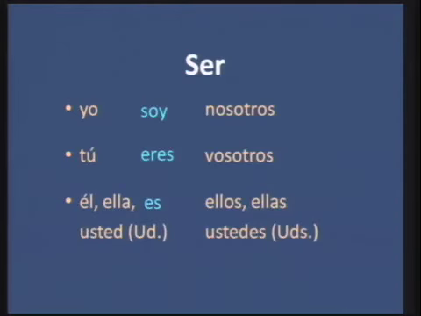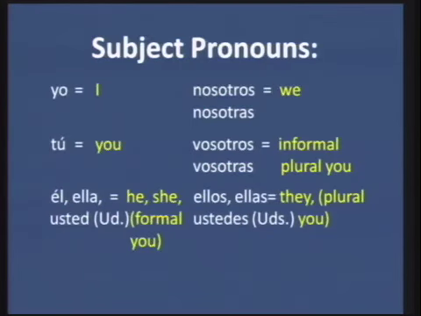Soy, eres, es. Nosotros, we are, somos. Vosotros, sois. That's for informal plural you. Ellos, ellas, ustedes are they. And the plural you, so that's son. So your verb changes to soy, eres, es, somos, sois, son. Now, the subject pronouns, those always stay the same. So let's make sure we know what they mean. Yo is I.